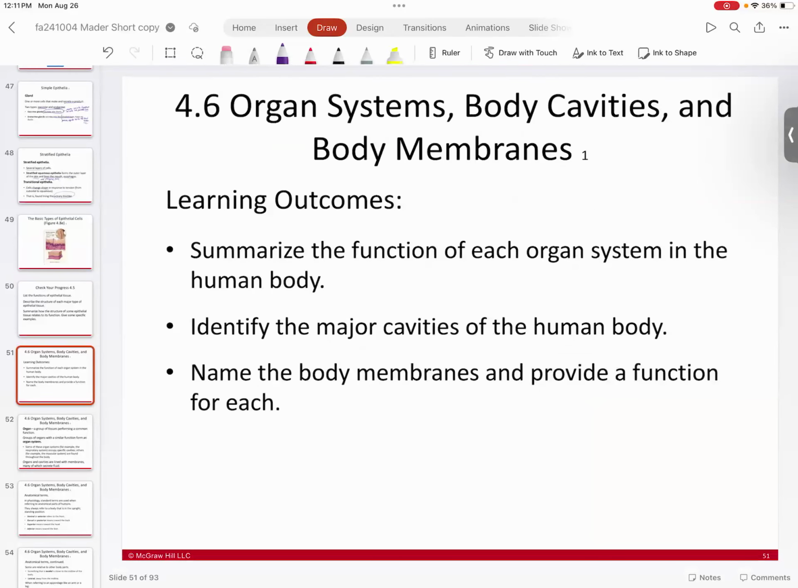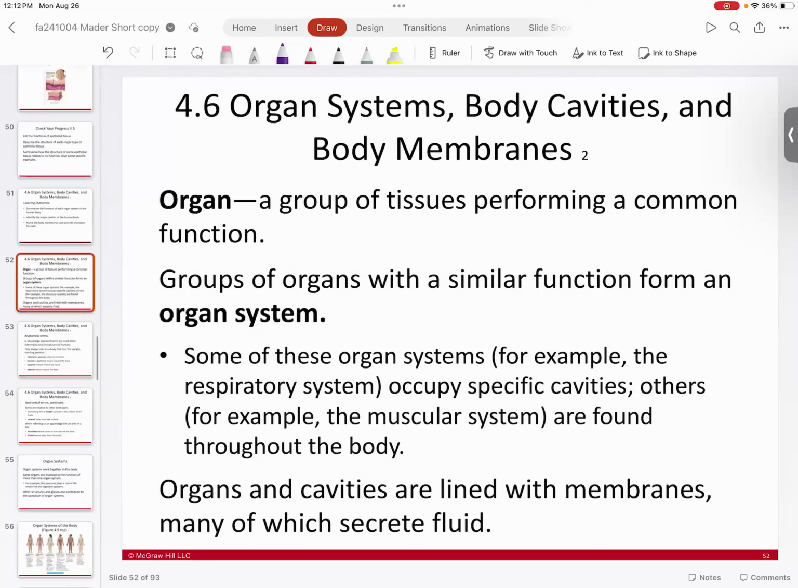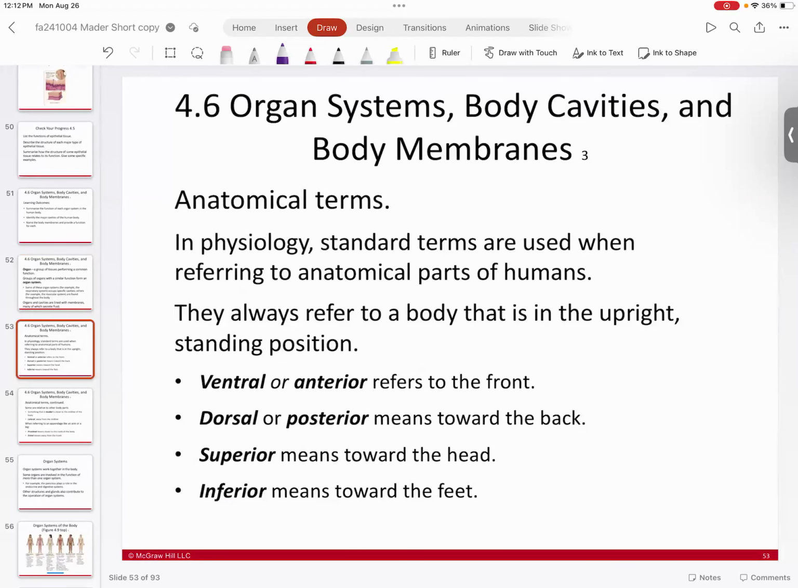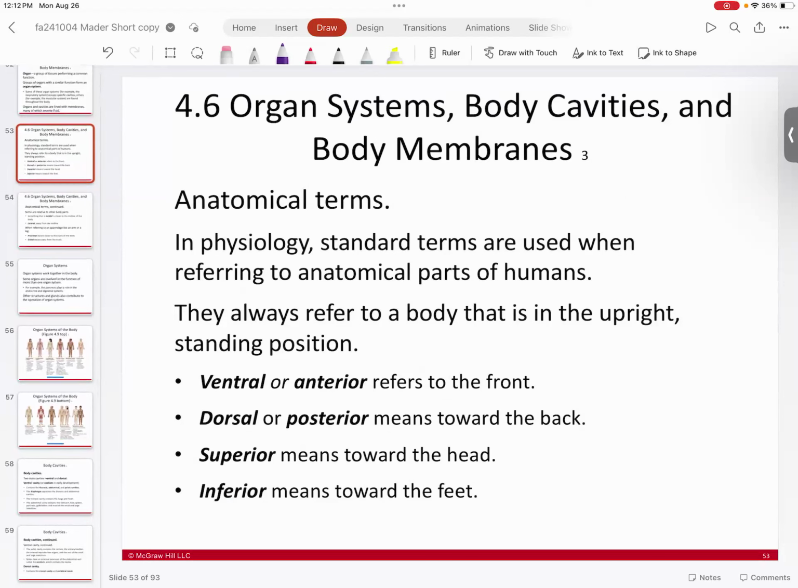So then let's go ahead and take a look at systems and cavities and membranes. Our organs are a group of tissues that are doing a common thing. And of course, they're going to be members of an organ system, for instance, the respiratory system. They typically live inside a cavity. And so we have different types of cavities in us that allow us to organize our organs. When we take a look at our anatomical terms, I want to move through this section quickly, mostly because it's just for reference and orientation. But essentially, we use some standard terms for anatomical parts.